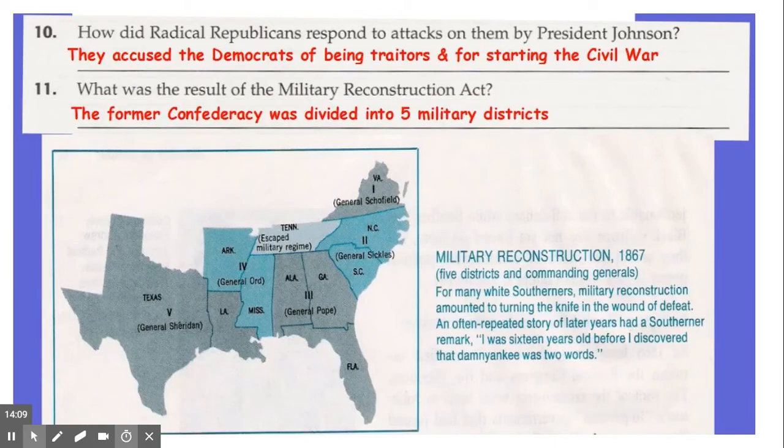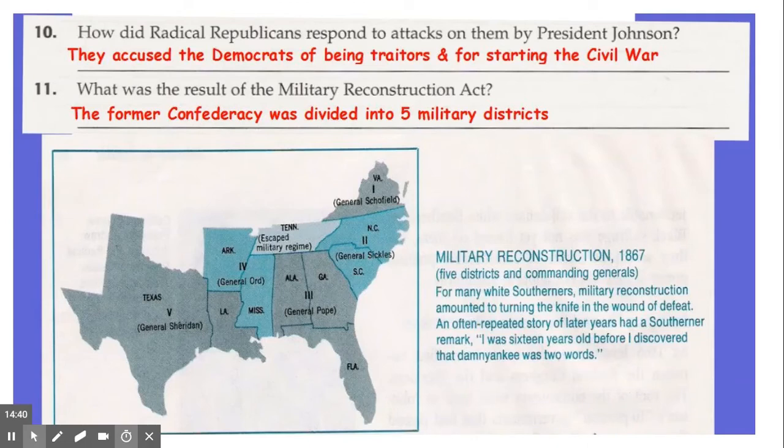For the most part, it divided the Confederacy into 5 different military districts. You had Virginia as a district, the Carolinas were a district, Alabama, Georgia, and Florida were a district. Tennessee was not, because they had already been readmitted to the Union, but Arkansas and Mississippi were a district, and then Texas and Louisiana. And as a result of this, each former Confederate state had to hold a constitutional convention.